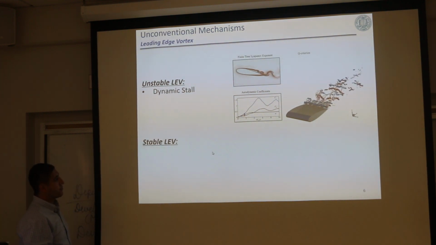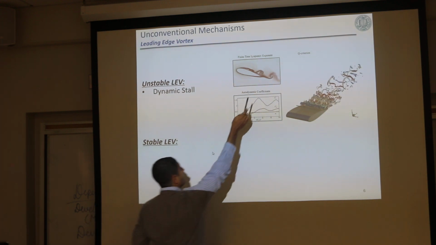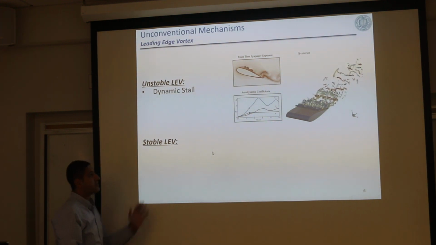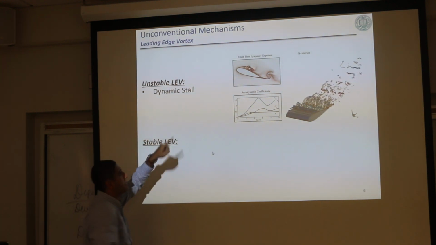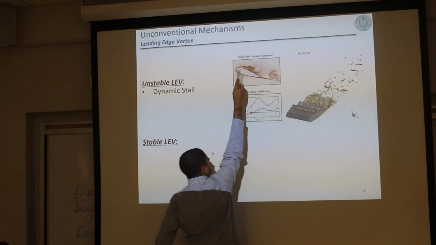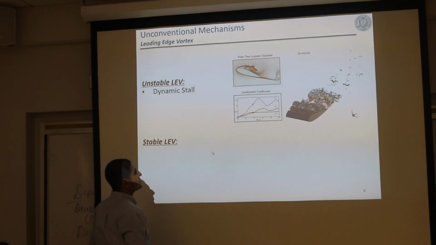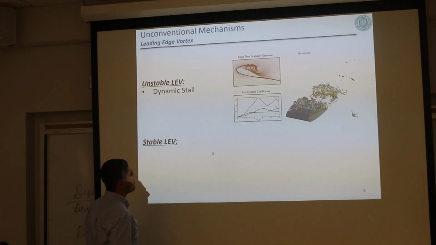So anyway, as the separation point moves forward, you operate at larger angle of attack. As the separation point moves forward until it reaches the leading edge, then there will be separation at the leading edge. The separation at the leading edge will be accompanied by a leading edge vortex. The leading edge vortex will grow in strength and move downstream as time evolves.